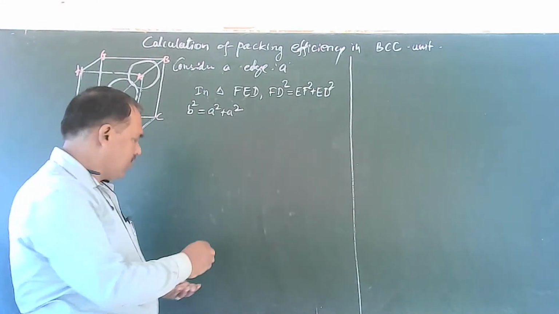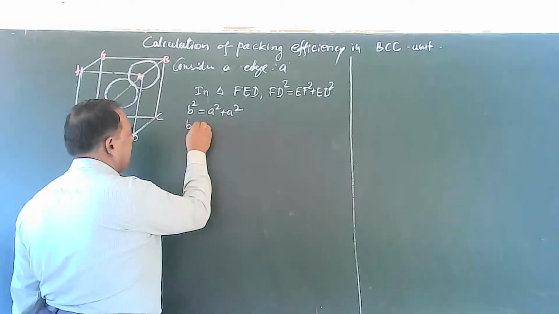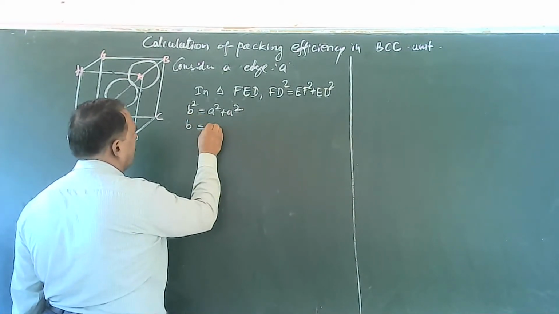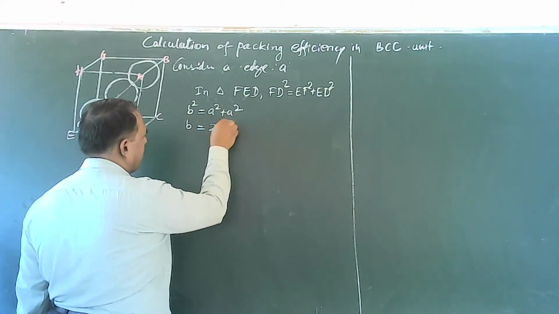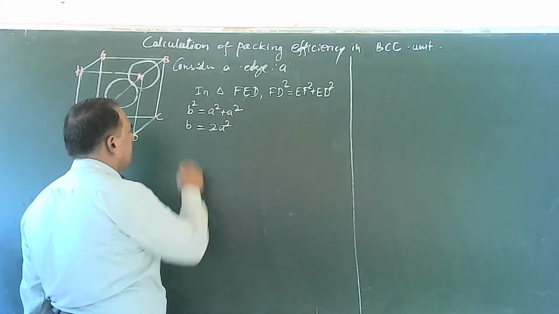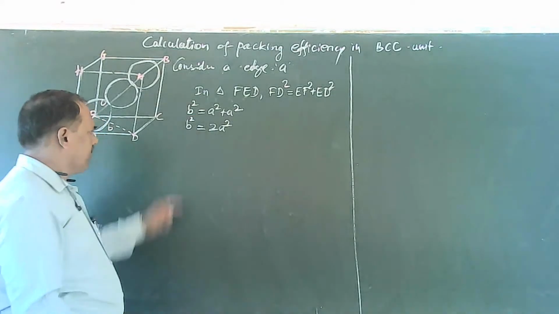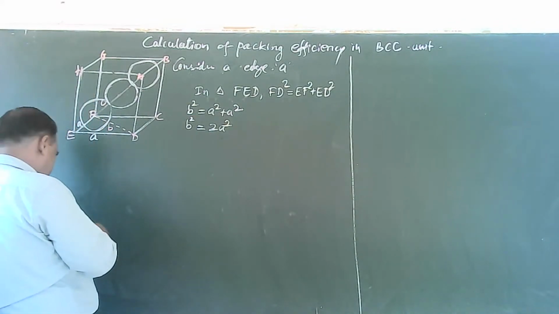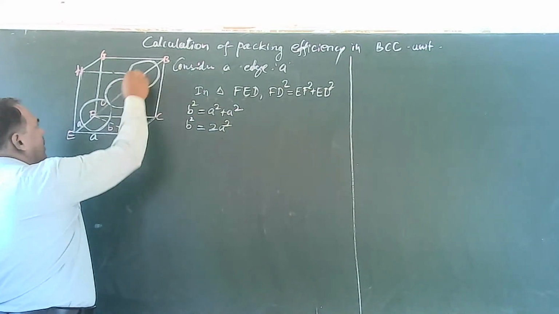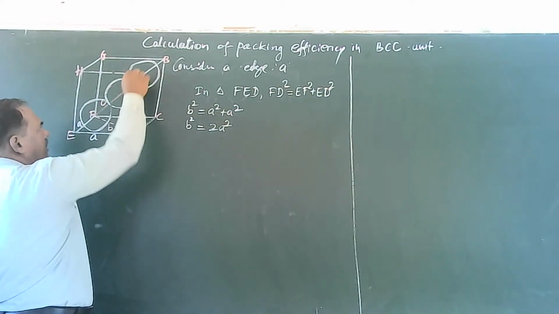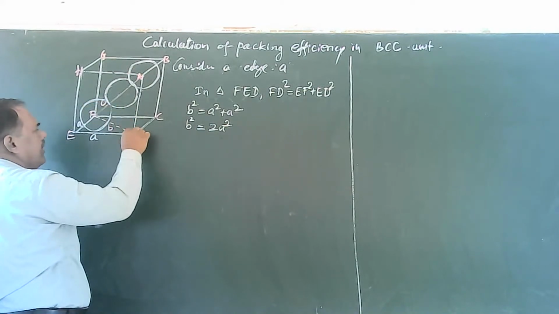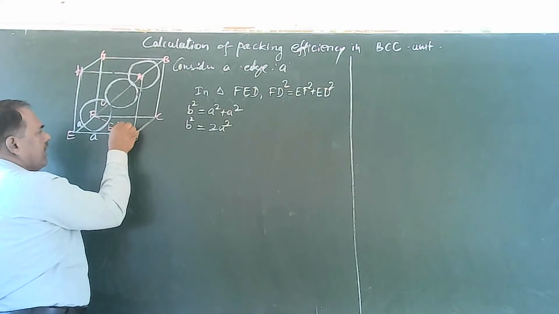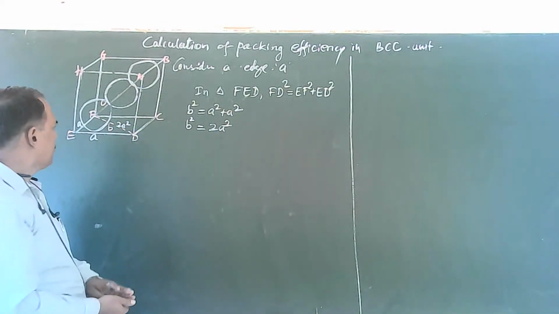Are you clear? Now B is equal to, see, what you will get? B square is equal to 2A square. Are you clear? It is nothing but B square. B square is equal to 2A square. Now, we have to consider the triangle AFD. We have a side of 2A, which is nothing but 2A square.